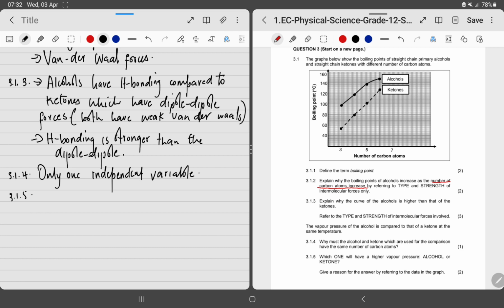3.1.5. Which one will have a higher vapor pressure, the alcohol or the ketone? The one with the lowest boiling point will have the highest vapor pressure. So in this instance, it is the ketone. It has the lowest boiling point.